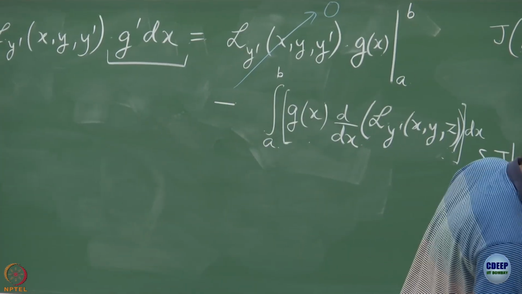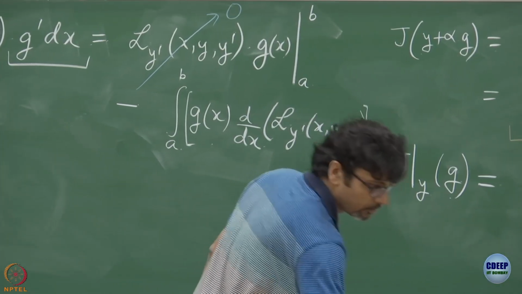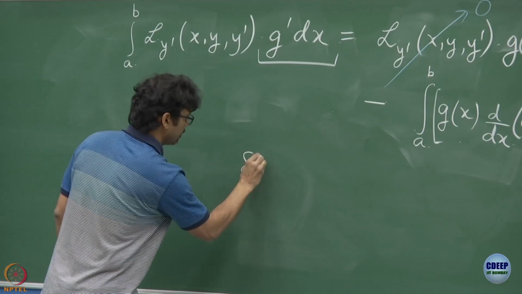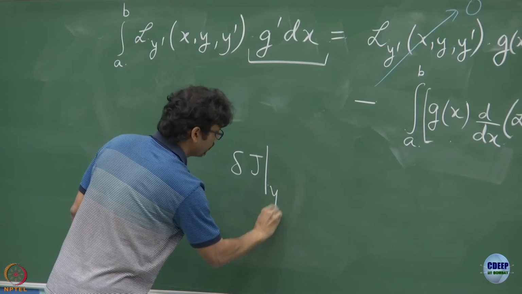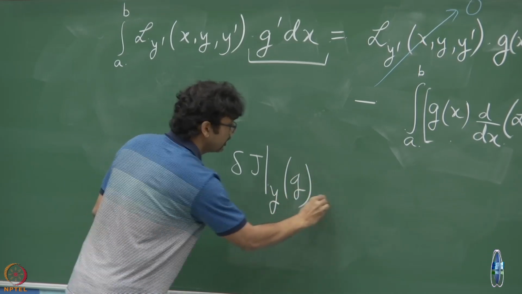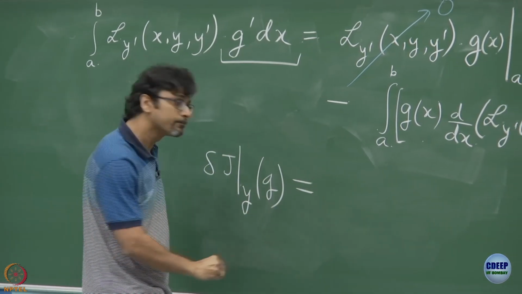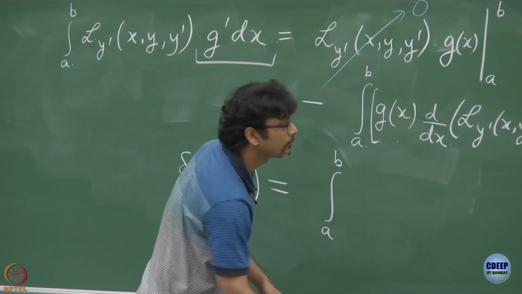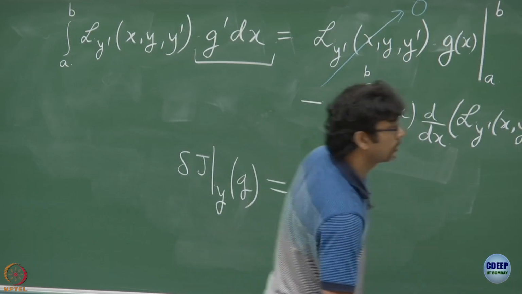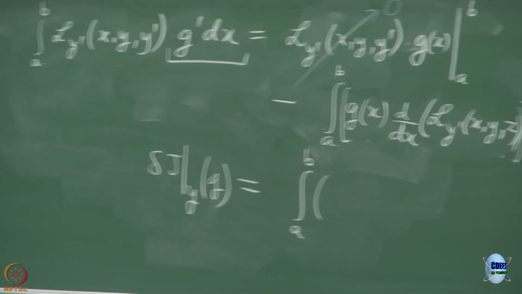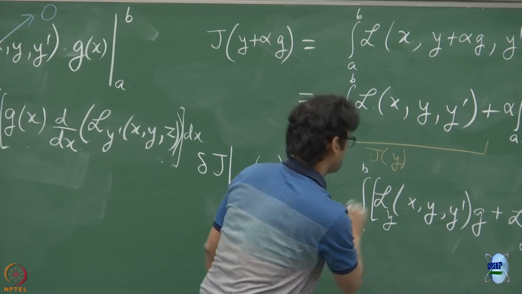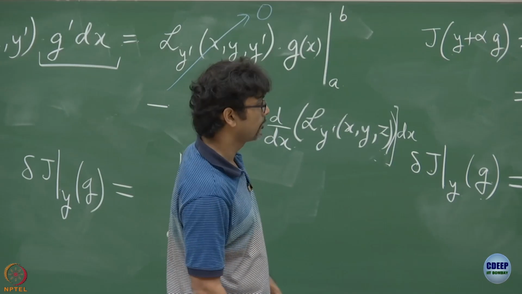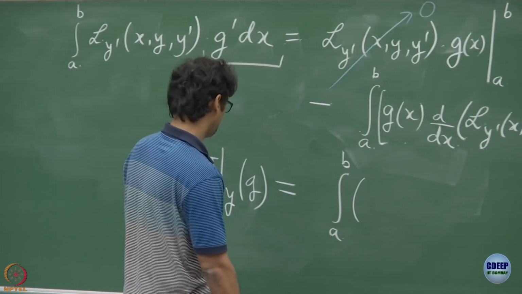In view of this, we could very easily now write that the first variation evaluated at y along the direction of g is equal to the integral from a to b. Oh, I think I've missed out the y here, right? Yeah, sorry, I had missed out the y here. Okay.